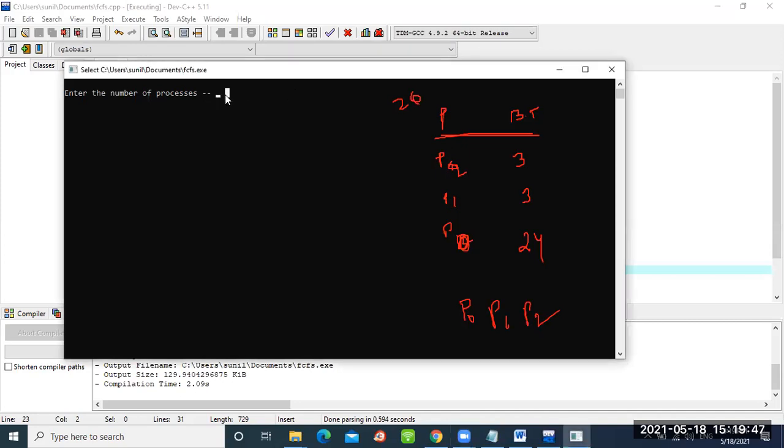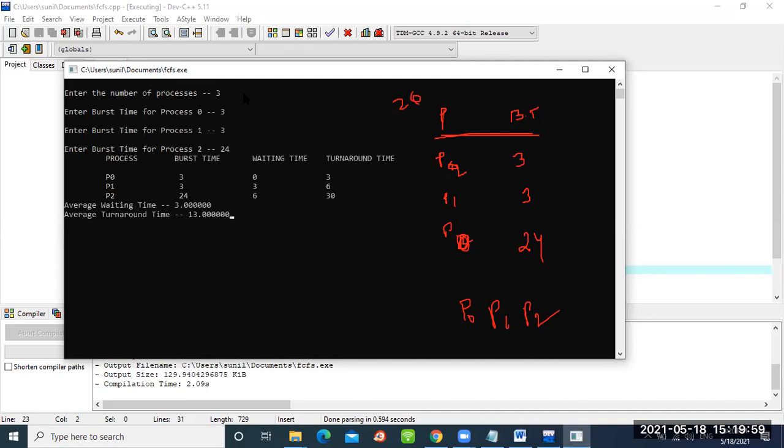Enter 3 processes again. Now the burst times are 3, then 3, then 24. Now you can see the answer. If the answer is correct, what came in the morning was average waiting time 3 and average turnaround time 13. Yes, sir. So the algorithm is correct, it is working.